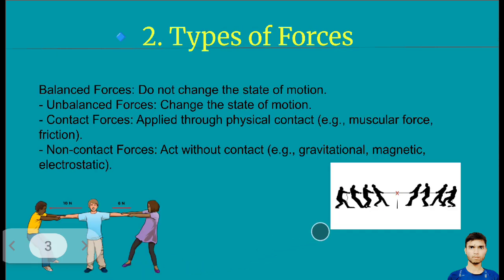Now types of force. As you can see, types of force. First is a balanced force, and next is what? Next, where are you? Hold on.